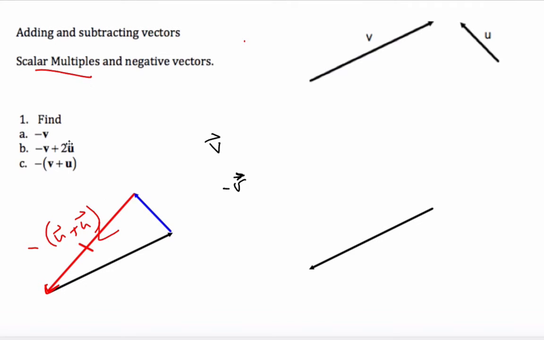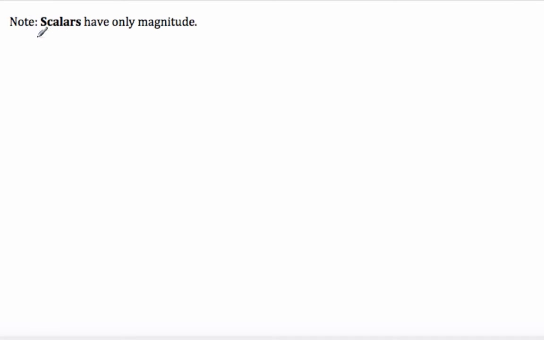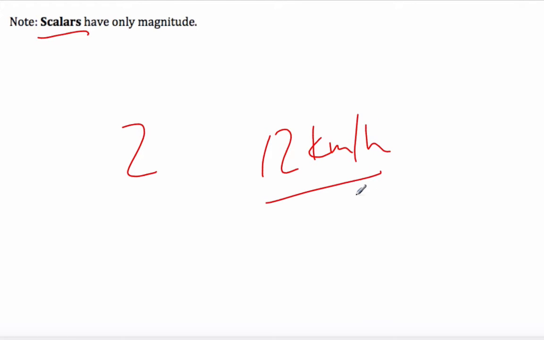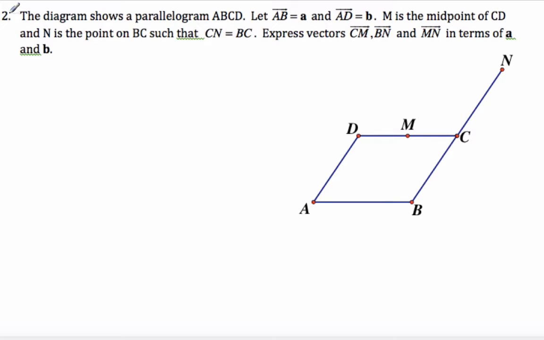The scalar multiples is just when I multiply the vector by a number. So if I want to have 2u's, which I had, that's what scalar multiple means. Scalars have only magnitude. So 2 is a magnitude. 12 is a magnitude. There is no direction in here. If I say 12 kilometers per hour, that is still only a magnitude. If I say 12 kilometers an hour east, now it's a vector that has this direction east, and that is velocity. So let's take a look at some of these examples.